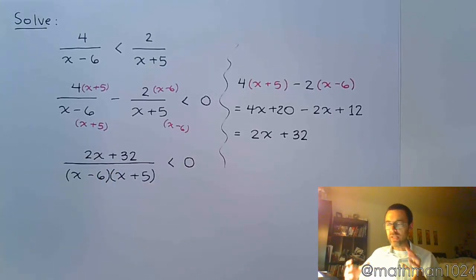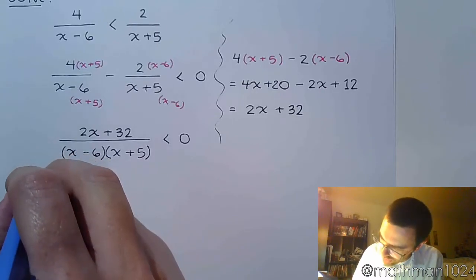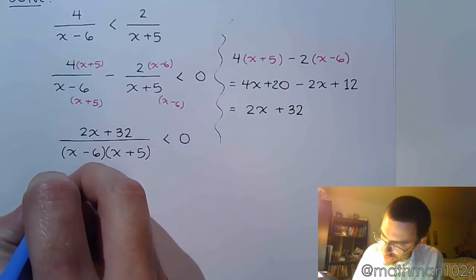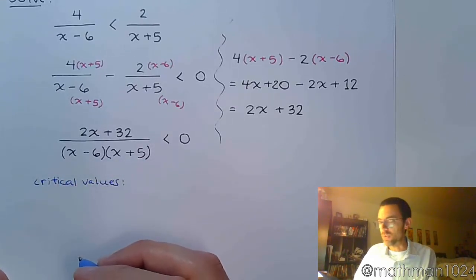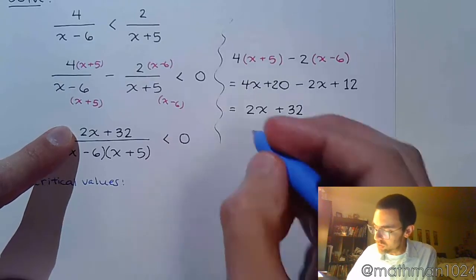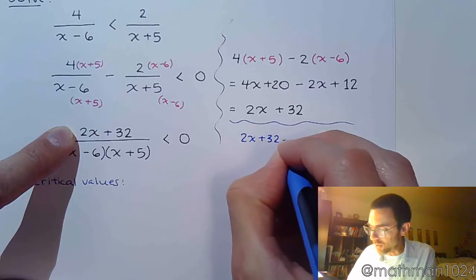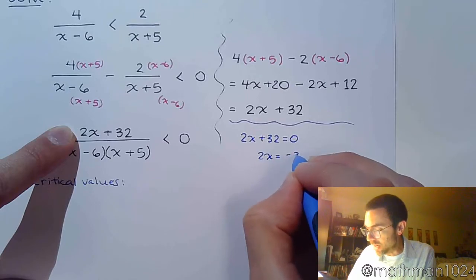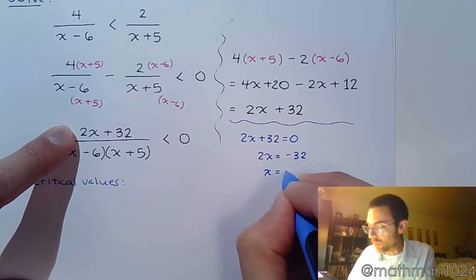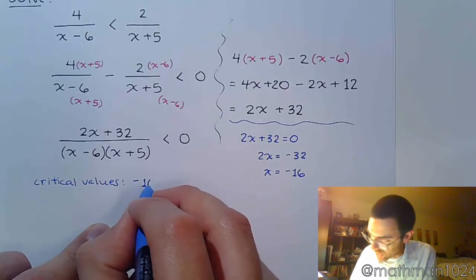So we have everything combined into a single rational expression. We now need to identify those critical values. Remember, the critical values will be anything that makes either the numerator or the denominator 0. In other words, anything that makes any of these factors equal to 0. So starting up here, 2x plus 32 equals 0 when what? Well, 2x equals negative 32, which means x equals negative 16. So one critical value is negative 16.